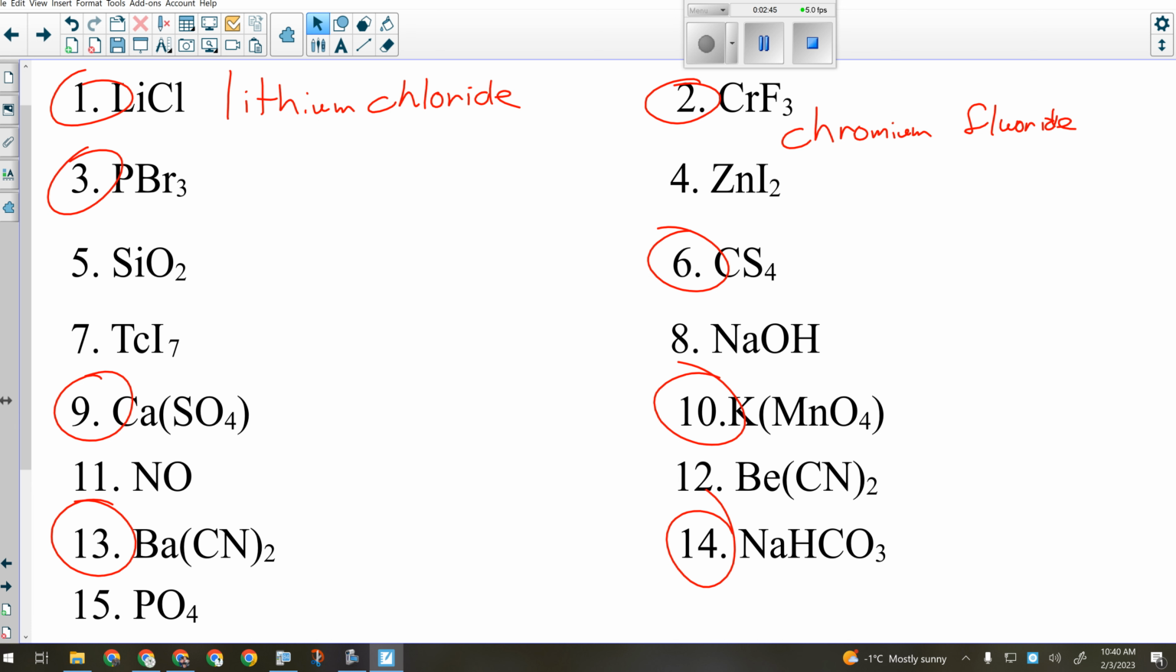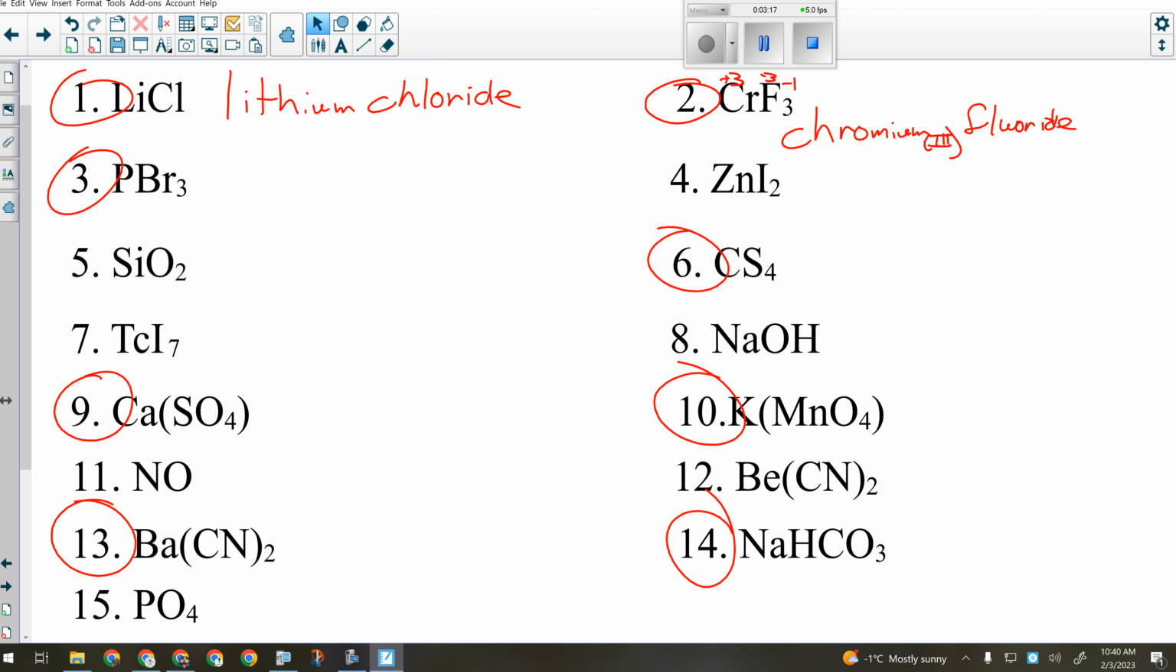To do that, as we learned yesterday, we look at the nonmetal. Fluorine is in group 17, so it has a -1 charge. There are 3 fluorines in this compound, so 3 times -1 is -3. That means my chromium has a charge of +3 because there's only 1 chromium there. So this would be chromium, Roman numeral 3, fluoride. Okay, questions on those two?